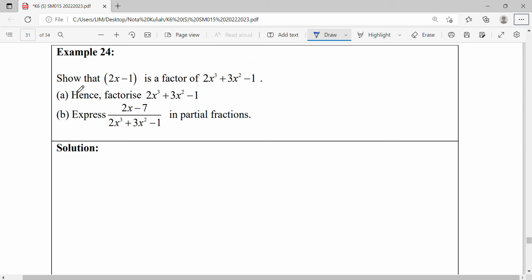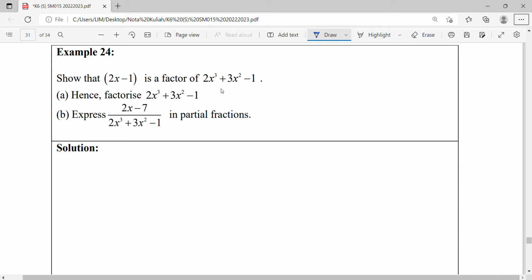For this question, we're going to show that this is a factor of this cubic polynomial. Then that will be our first task. Question A, we're going to factorize completely. Question B, we're going to express in partial fractions. So for the first one, showing it is a factor, we can use the factor theorem.